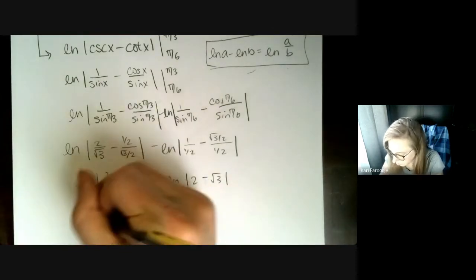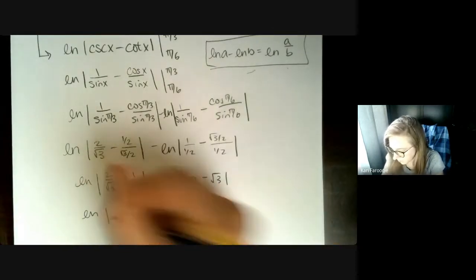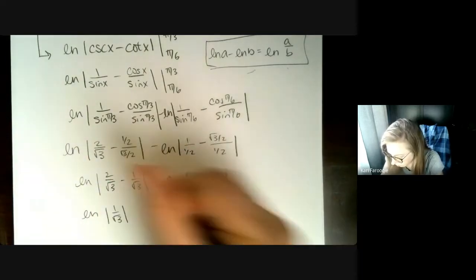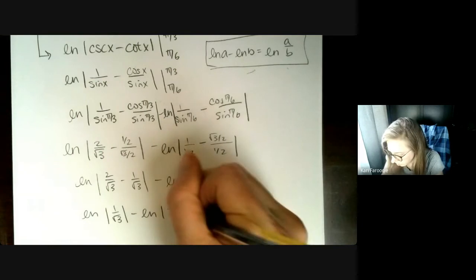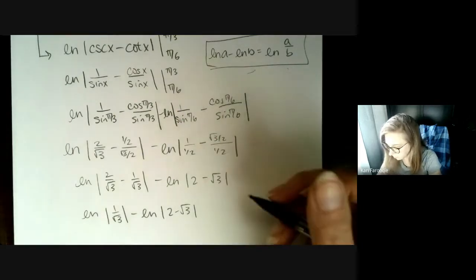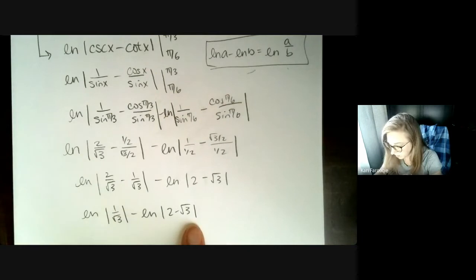But let's go ahead and just simplify this one a little bit more. So 2 minus 1 is 1. So you have 1 over the square root of 3 minus the natural log of 2 minus the square root of 3. And then there are all kinds of different things you could do to this. If you got this far, I'd be happy.